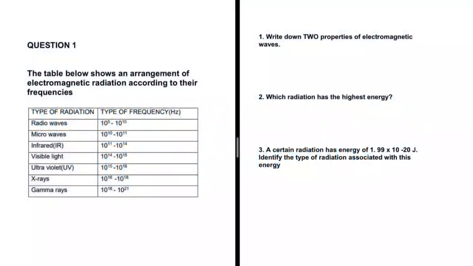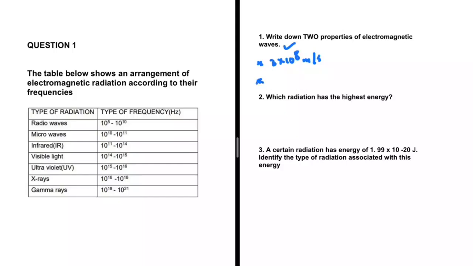Electromagnetic radiation, past exam questions. Let's go ahead and take a look. The first question, write down 2 properties of electromagnetic waves. So what are those things that are always true for all electromagnetic waves? Well, we know that they travel with a speed of 3 times 10 to the power 8 meters per second. You don't just write 3 times 10 to the power 8 meters per second, but you write it in full. They travel with a speed of 3 times 10 to the power 8 meters per second.